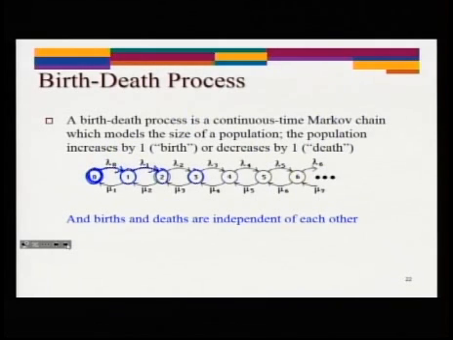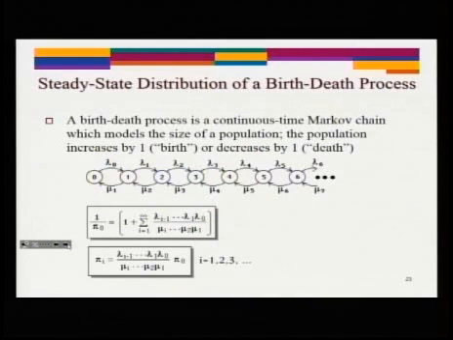So we are saying that these are the birth rates, okay? These are the birth rates. In other words, the population in the birth-death process decreases by one, so these are the death rates, okay? These are the death rates. Does that make sense? Okay? And in the birth-death process, we are assuming that the birth and death are independent of each other.